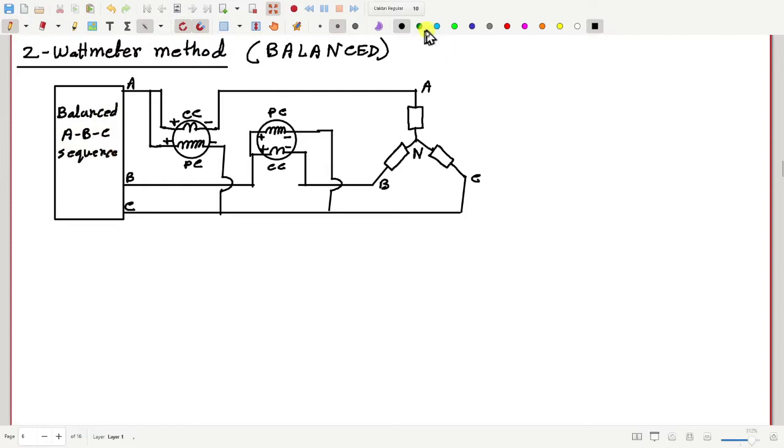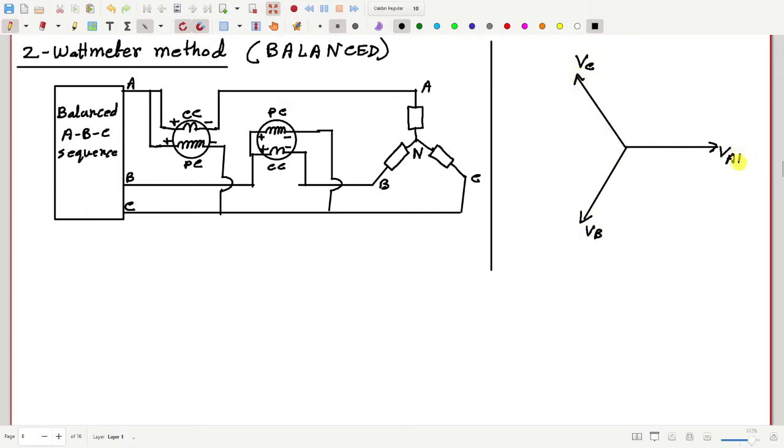Okay, then how will the phasor diagram look like? So this may be the voltage VA, VB, VC. You may also call them VAN, VBN and VCN. That means with respect to the neutral. Okay, then let us call this W1 and this as W2. Then what does W1 measure? How much will be the reading of W1?